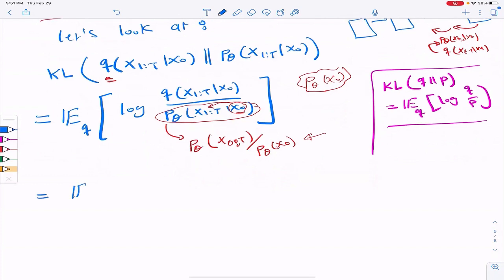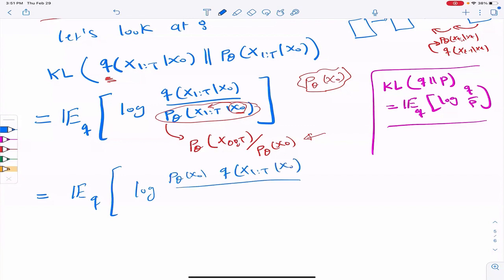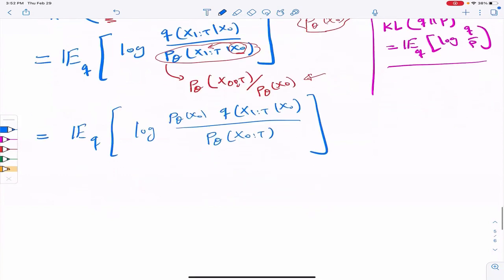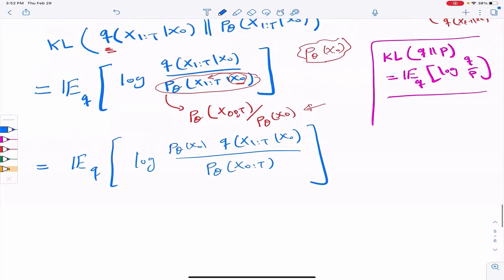So what do I get? I get expectation over Q of log of p theta of x0 times Q of x1 to t given x0, divided by p theta of x0 to t. I did nothing fancy here, I just brought p theta of x0 to my numerator.